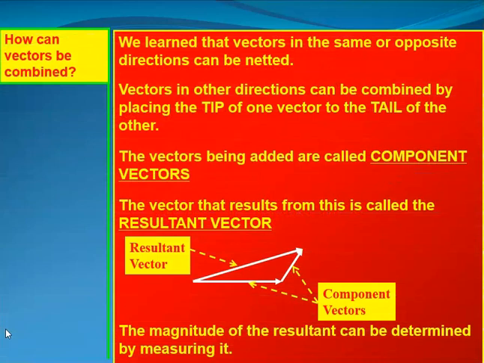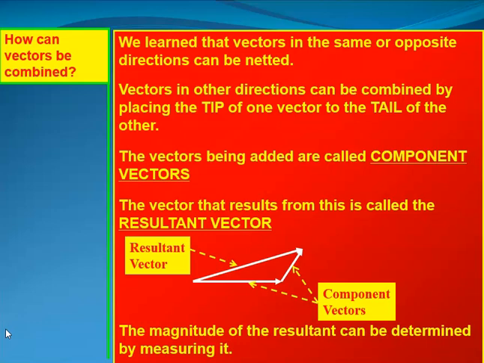So, how can vectors be combined? We talked about this earlier in one dimension. We learned that vectors in the same or opposite directions can be netted. Vectors in other directions can be combined by placing the tip of one vector to the tail of the other. The vectors being added are called component vectors. The vector that results from this is called the resultant vector.